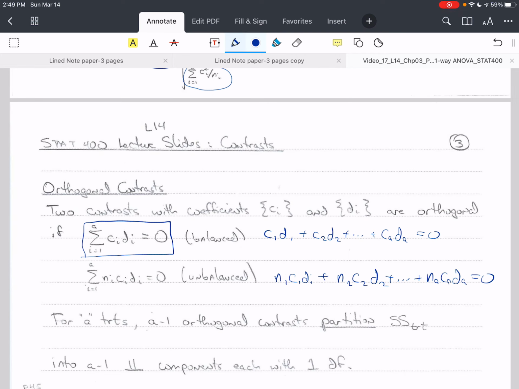So for A treatment levels, there are A minus 1 orthogonal or independent contrasts that will partition the sum of squares of treatment into A minus 1 independent components. Each component will have 1 degree of freedom, because if I add up 1, A minus 1 times, I get A minus 1, which is the degrees of freedom for the treatment effect. A partition is where we have non-overlapping portions that make up the whole.